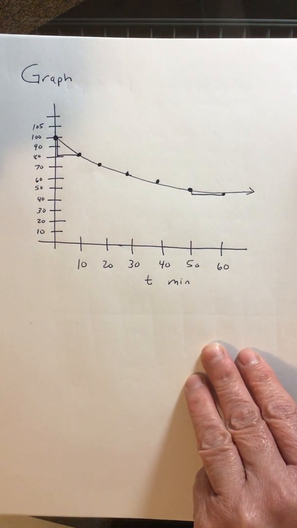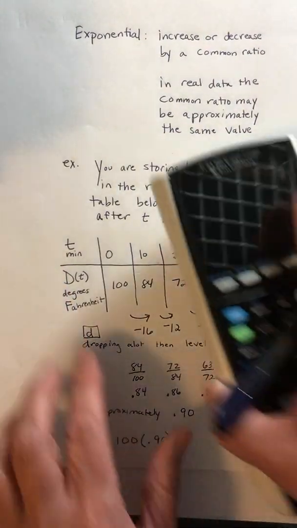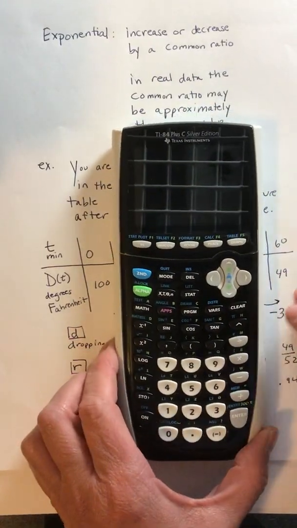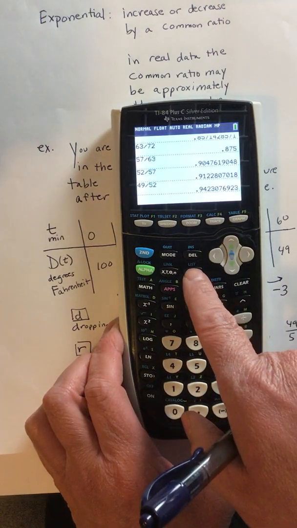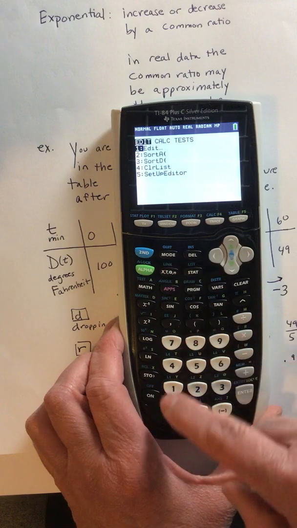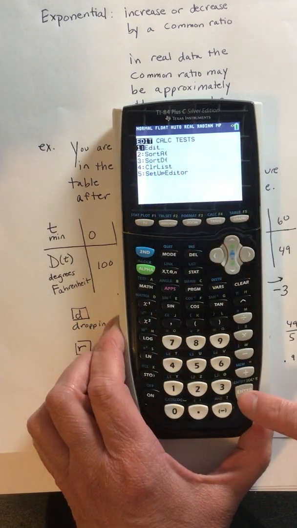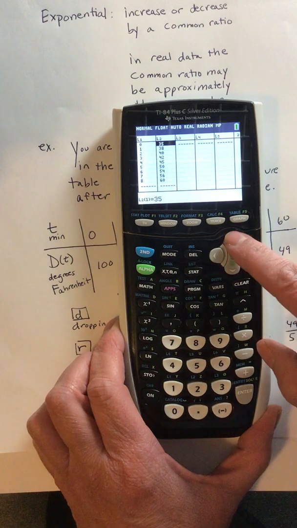So let's look at our calculator and see if we can get a regression model that's a little bit better than the one that I eyeballed. So remember, we go to our stat key on our calculator. It's right under the delete key. We're going to enter our data into edit. And I have stuff in there from before.